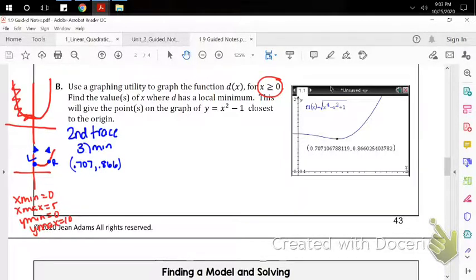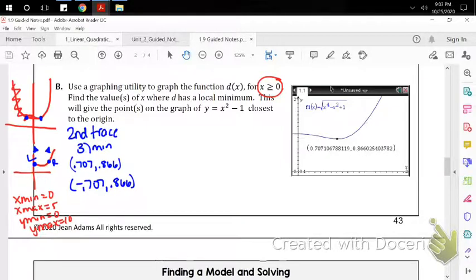Now, the problem says to find the values of x where d is a local minimum. We did that. This will give you the points on the graph of y equals x squared minus 1 closest to the origin. Okay, now you've got to remember this is a quadratic and it has symmetry. So I'm going to go back up to my first graph where I scribbled the left side out. If I have a minimum right here at 0.707, due to symmetry, I also have a minimum over here at negative 0.707, 0.866.